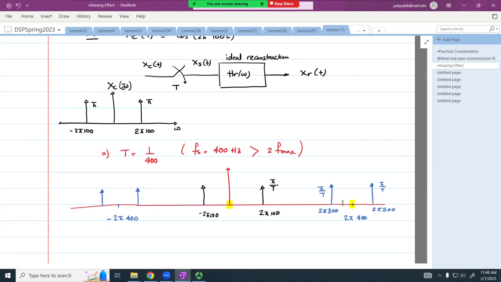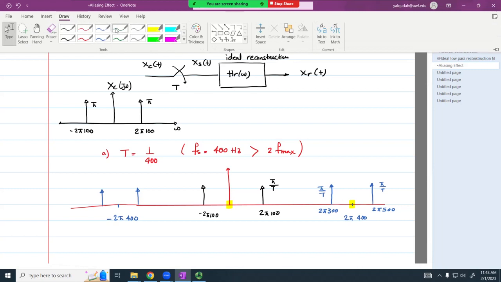Okay, so what is it we're going to do next? We're going to pass this through our reconstruction filter, which is an ideal low-pass filter. Since I'm sampling this at 400 hertz, what is the cutoff frequency for my filter going to be? 2 pi multiplied by 200. Agree? The cutoff is usually omega s divided by 2.